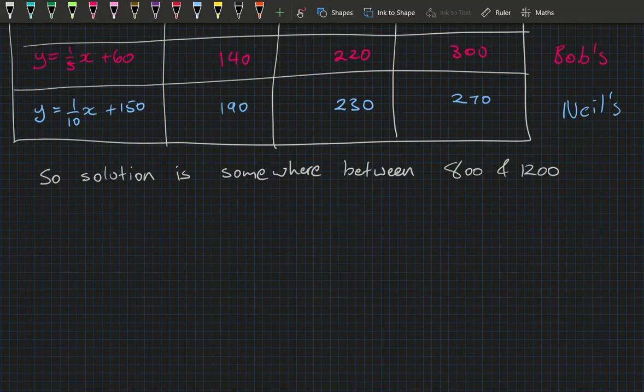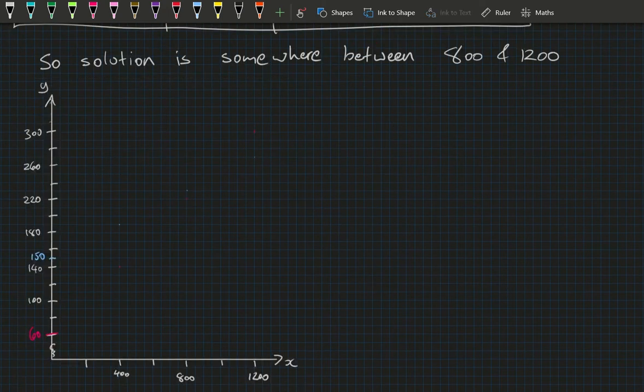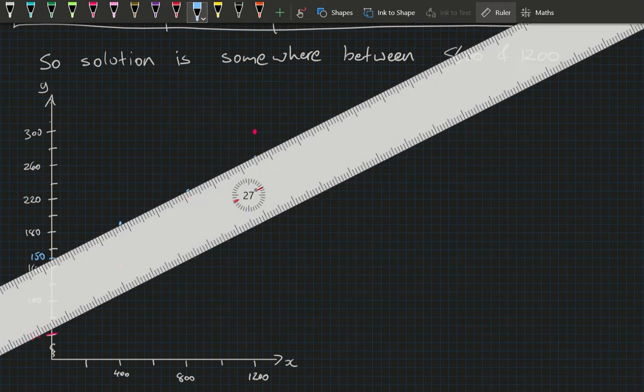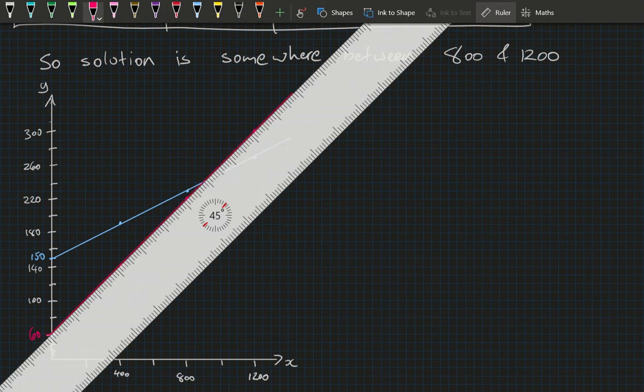So here's something I cooked up a little earlier, which will allow us to mark in the points from our table, which were for Bob's 140, 220, and 300. And for Neil's, it was 190, 230, and 270. Of course, these are all related to x values of 400, 800, and 1200. Now, because these are linear relations, which conveniently is the name of the unit you're studying, we know we can graph these as straight lines.